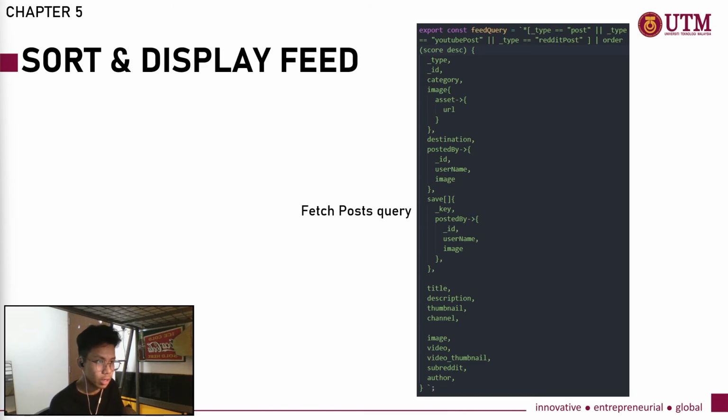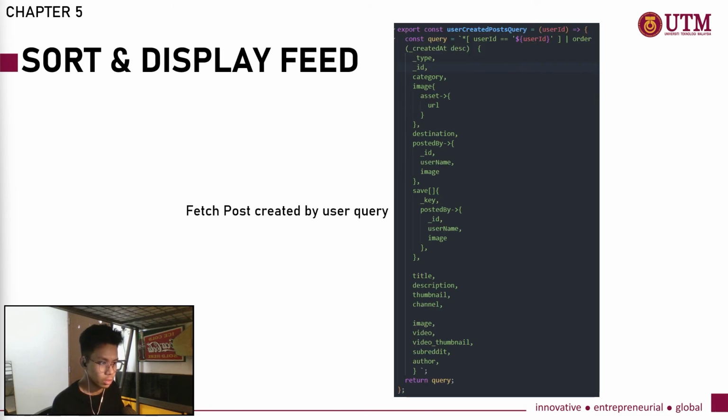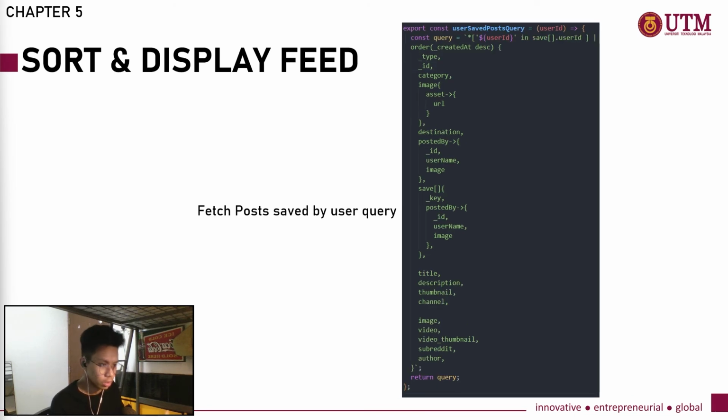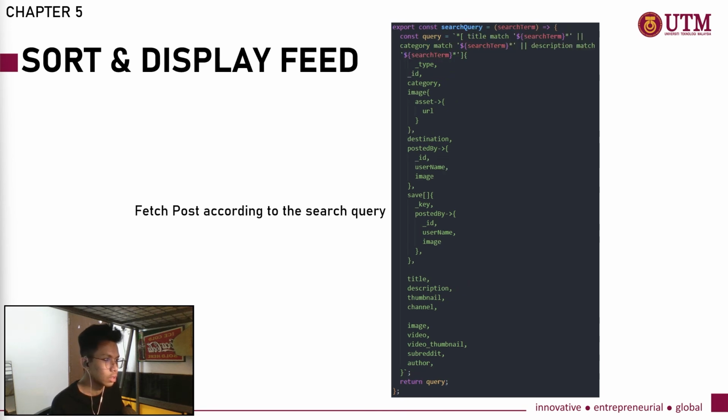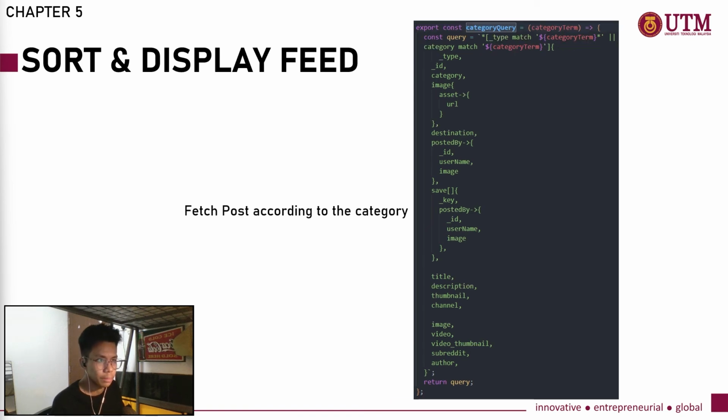So we're going to take a look at a few queries that are used to sort and display the feed. This one is the query for the main feed that sorts the posts based on the score of each post. Meanwhile, this one is to display posts created by the user. This one is posts saved by the user. This one is the search query that is used on the search bar at the top. This one is the category of each post, so YouTube, Reddit, or native, which are categories.